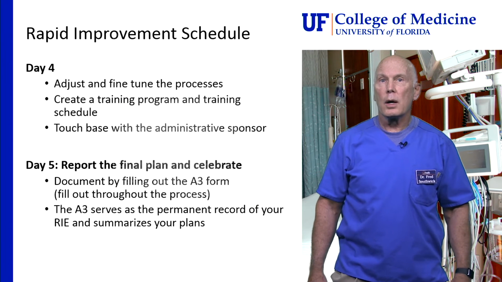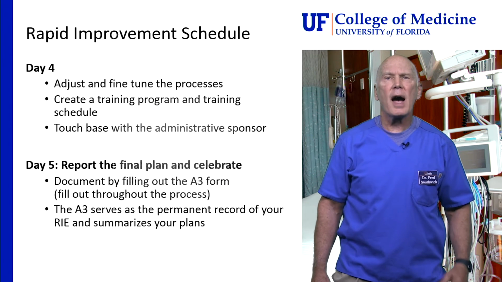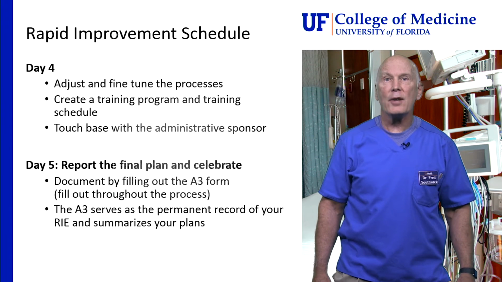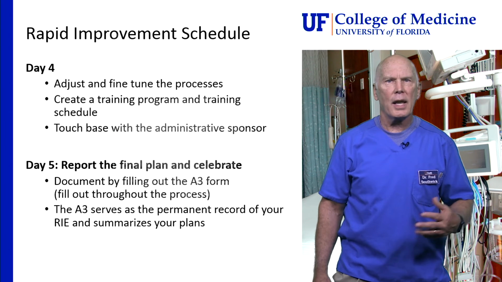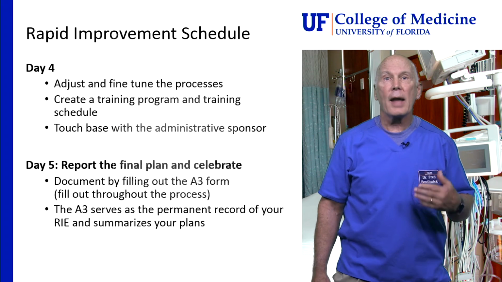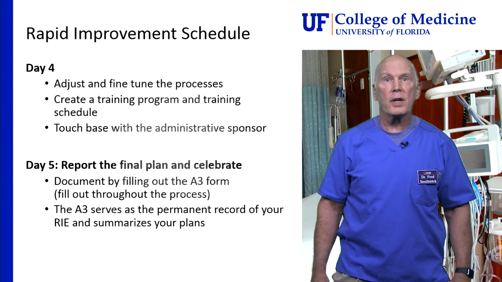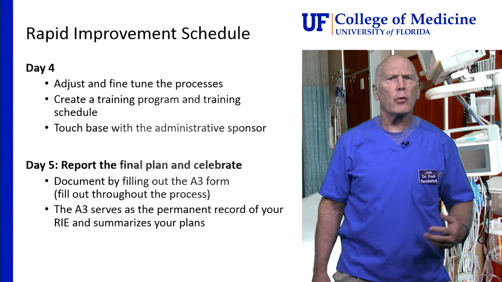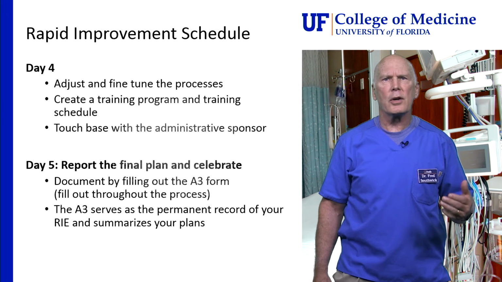On day 4, the team adjusts and fine-tunes the process. Then they create a training program and training schedule. On day 4, they also report to the administrative sponsor and answer any questions. On the final day, the team reports the final plan to the administration and to other interested stakeholders. Following this final report, the team celebrates their achievements.